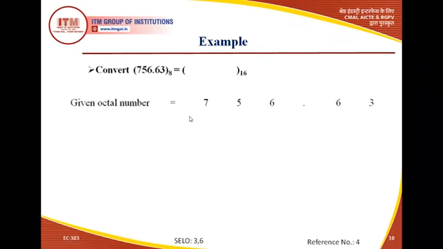So first, the octal is converted into binary. Note down its equivalent 3-bit binary number. So 6 is 110, 5 is 101, 7 is 111, 6 is 110, 3 is 011. Now make a group of 4 bits.